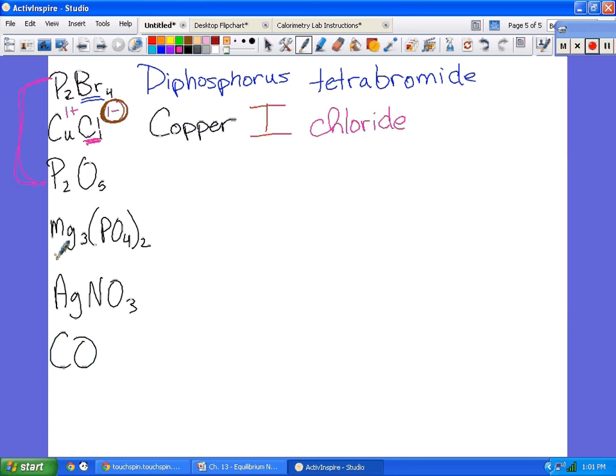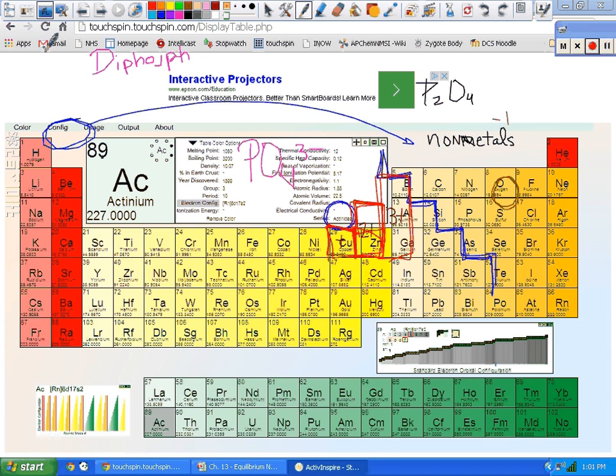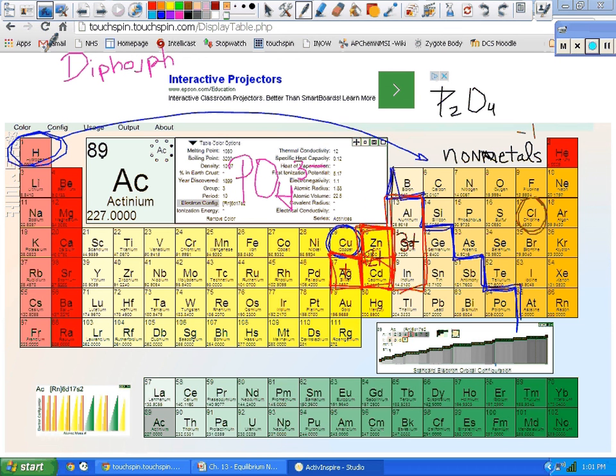All right, so the next one is just diphosphorus pentoxide. Now let's move on to the next one, MgPO4. Where is Mg on this thing? Group 2, right here. Since it's in group 2, is it a metal or non-metal? Metal. But is it transition? Where are your transitions?